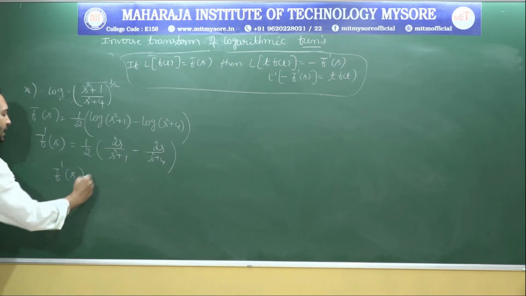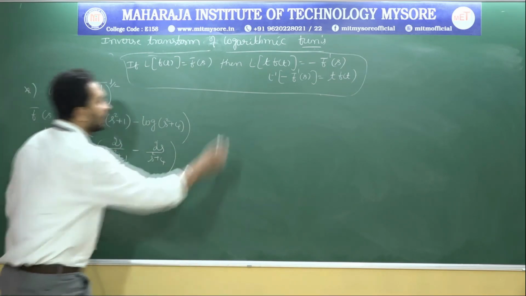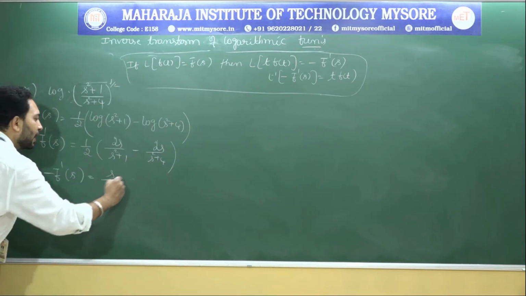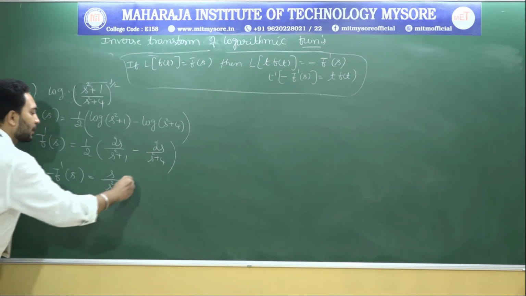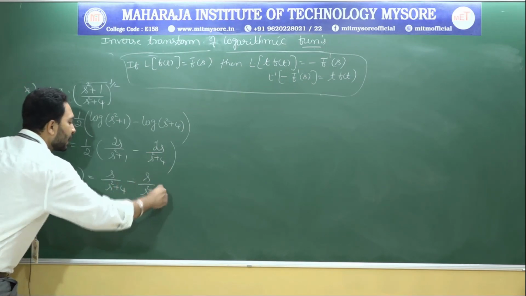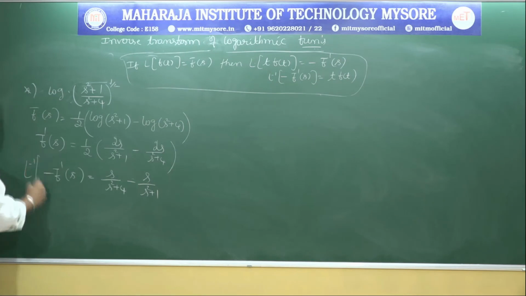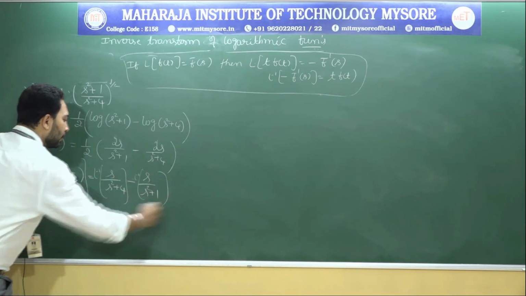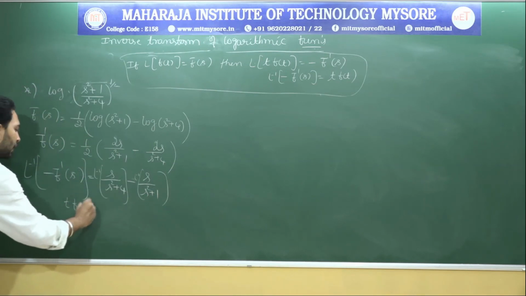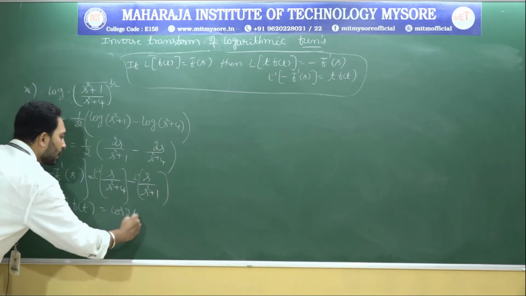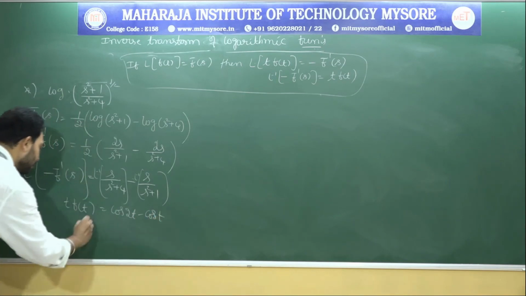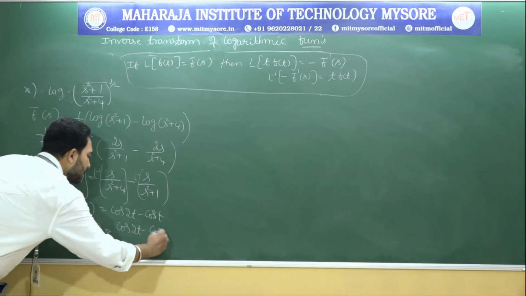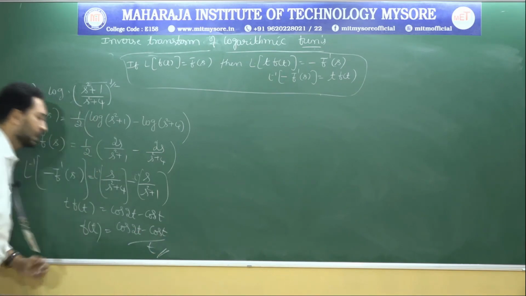So f bar dash of s equals, and multiply minus because I require minus f bar dash of s. So this 2 will get cancelled, we will remain with s divided by s square plus 4 minus s divided by s square plus 1. Apply L inverse for this. We will get t into f of t equals cos 2t minus cos t. So f of t, the result is cos 2t minus cos t divided by t.